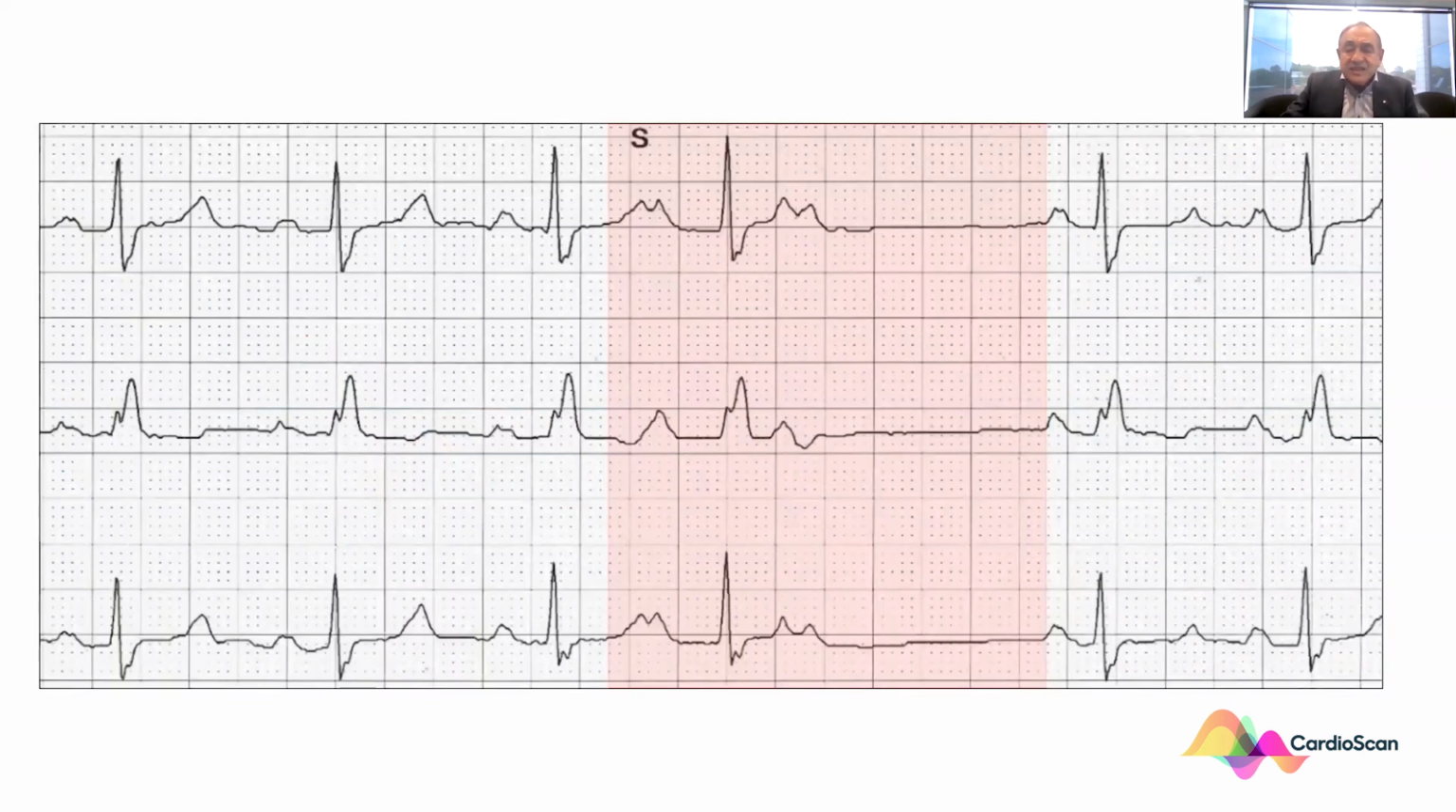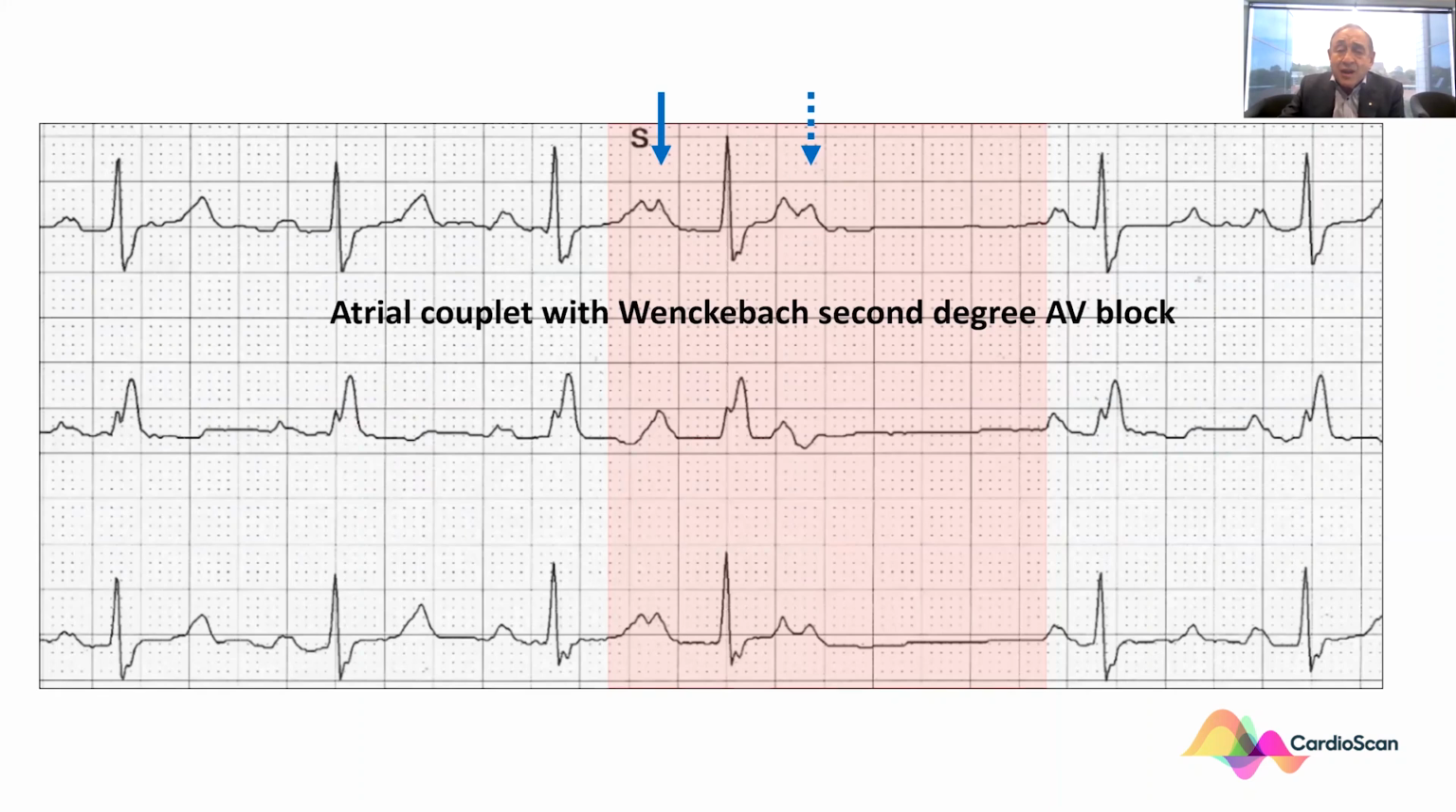And finally, this appearance here, you can see, is that there are two atrial ectopics. The first blue arrow, you can see first degree AV block, and the second one with the stippled blue arrow, there is no conduction. So this is in fact a Wenckebach second degree AV block within an atrial couplet.